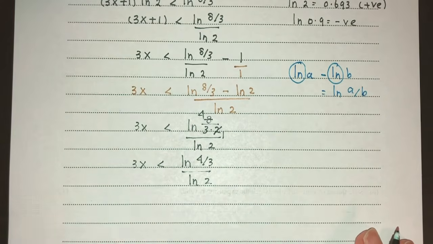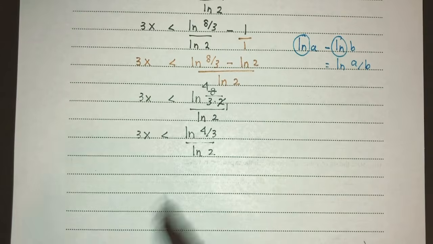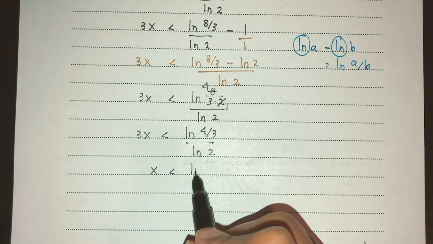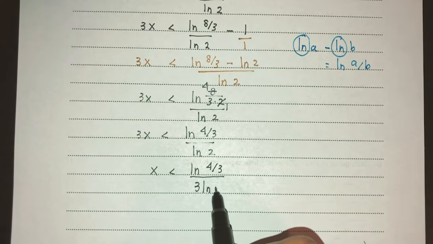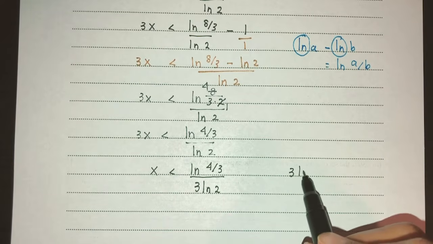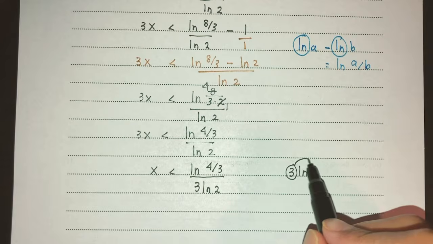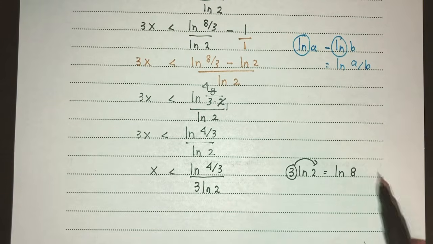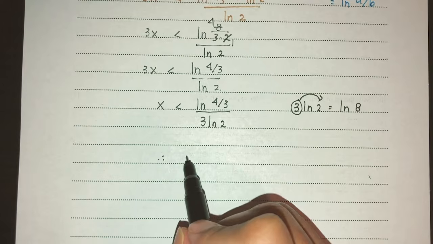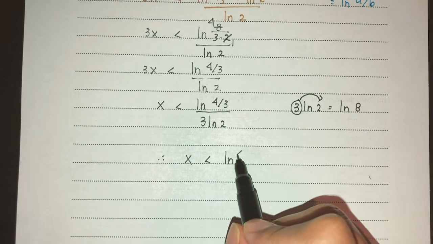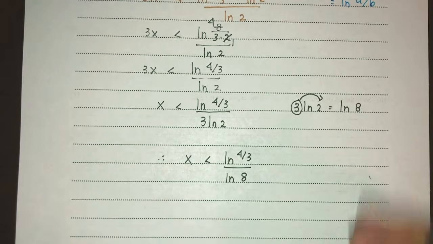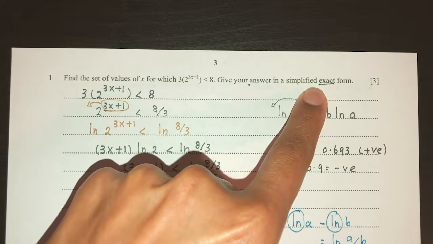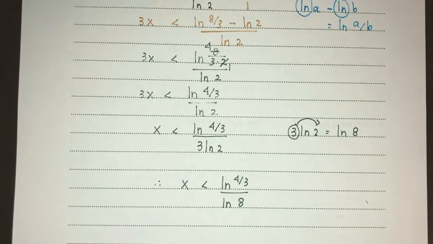Now finally, we can have the value of x for your answer. So x will be what? Less than ln of 4 over 3 divided by 3 ln of 2. Now again, you know this. We can send the power. Right here you will have ln of 8. Okay, so your values for x will be, x has to be less than ln of 4 over 3 divided by ln of 8. And this is the exact value, and the question was asking for a simplified exact value. And that should be your question number 1. Now let's move on to question number 2.